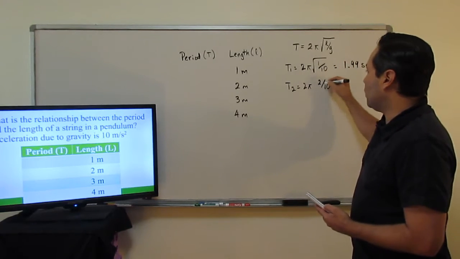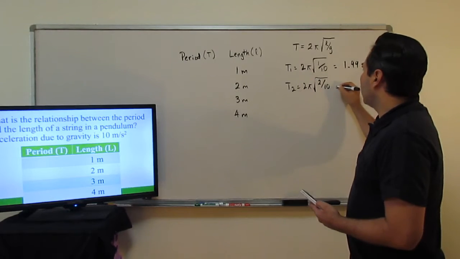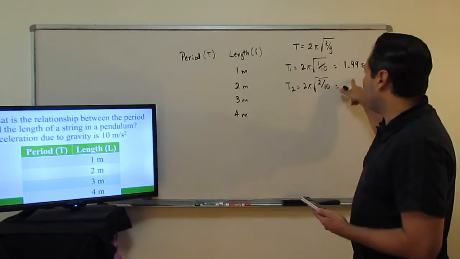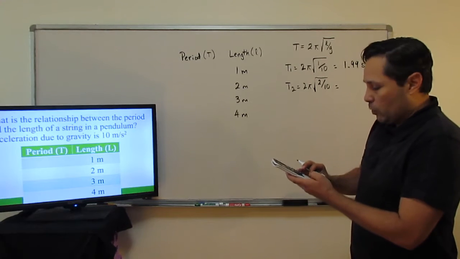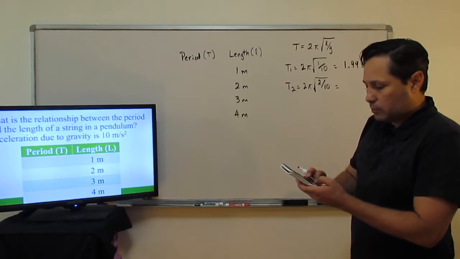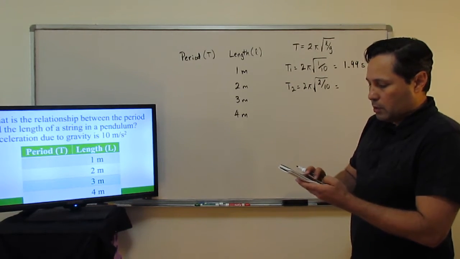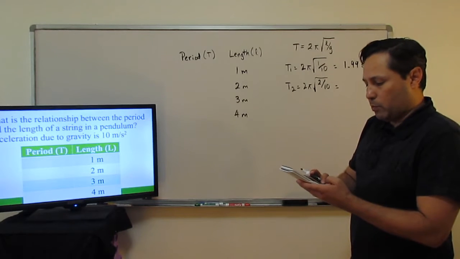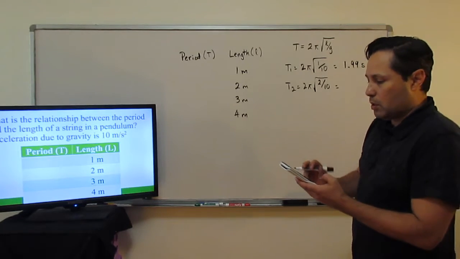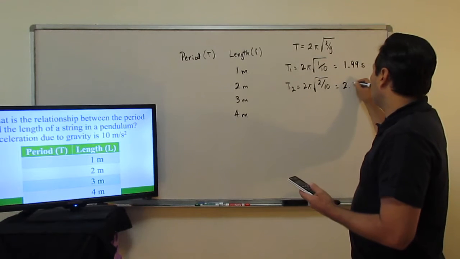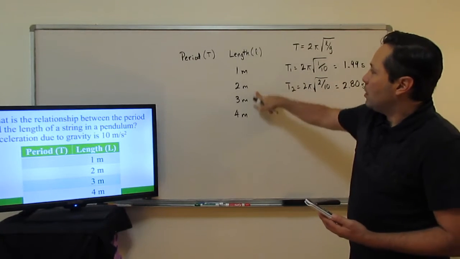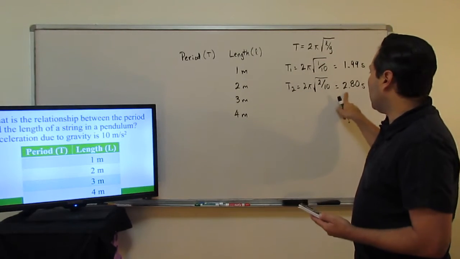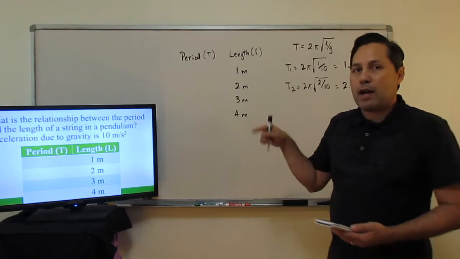The length, now we are changing the length to 2. So we're making it longer. So what's going to happen to our period? Will our period be faster? Will our period be slower? So let's go ahead and work that one out. 2 over 10, square root the answer, multiply times 3.14 times 2. That'll give me 2.8 seconds. So we made the length longer. Now it took the pendulum longer to swing back and forth.